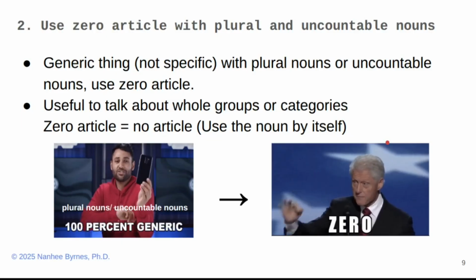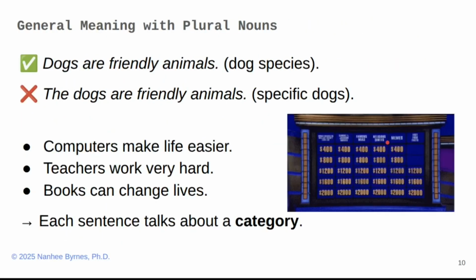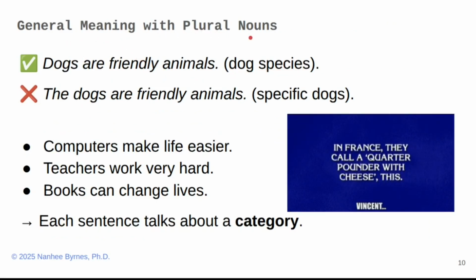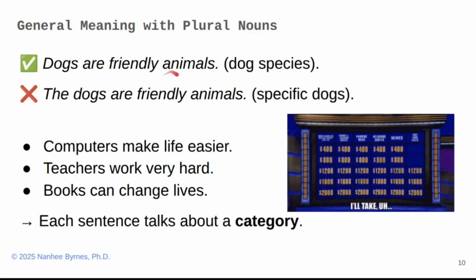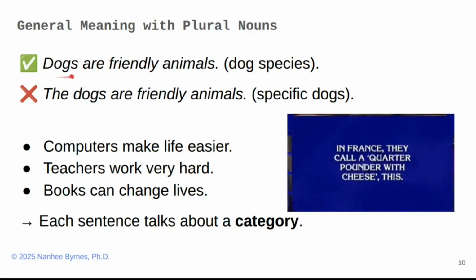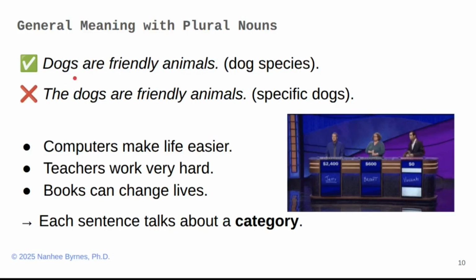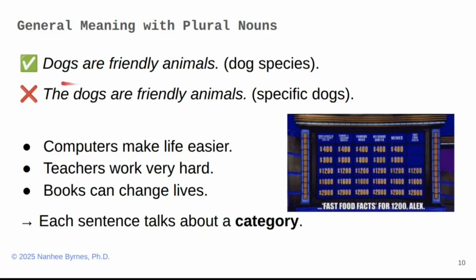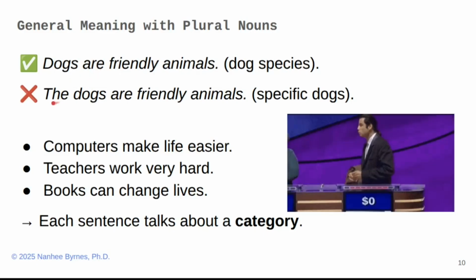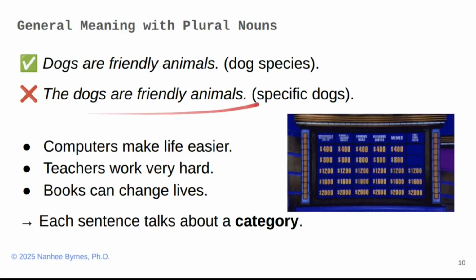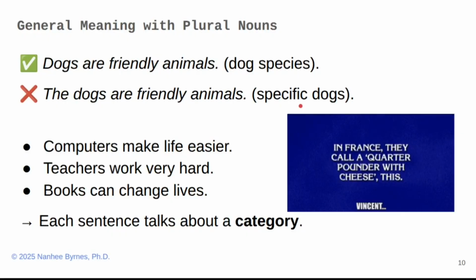When you talk about all members of a group, for example, dogs, teachers, books, or cars in general, you leave out the article. Compare these sentences. Dogs are friendly animals. This is correct. It's a general truth about dogs as a whole group. Now, if you say, the dogs are friendly animals, it suddenly sounds like you're talking about specific dogs you already know. That's not what we mean if we want to make a general statement.